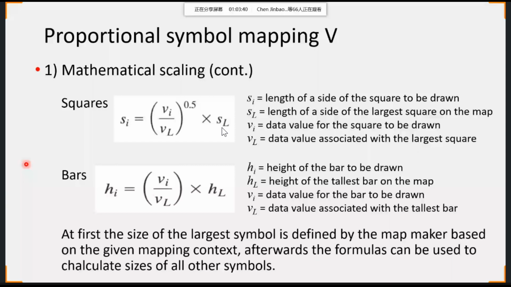At first, the size of the largest symbol is defined. So this is the way it is always done. The first is the size of the largest symbol based on the given mapping context. Mapping context, for example, do they refer to conceptual points? How large are the areas? What about the differences within the data? So how large is the difference between the largest and the smallest symbol? These are all the things you have to take into consideration. Afterwards, the formulas can be used to calculate sizes of all other symbols.